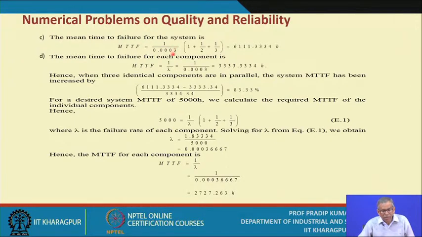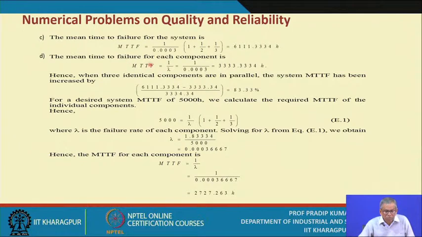The mean time to failure, we all know that for the parallel system structure, MTTF is 1 upon lambda into (1 plus half plus 1/3 plus up to 1 upon n), that is the general formula. Here n equals 3, so you stop it here. So this is 6111.3334 hours.